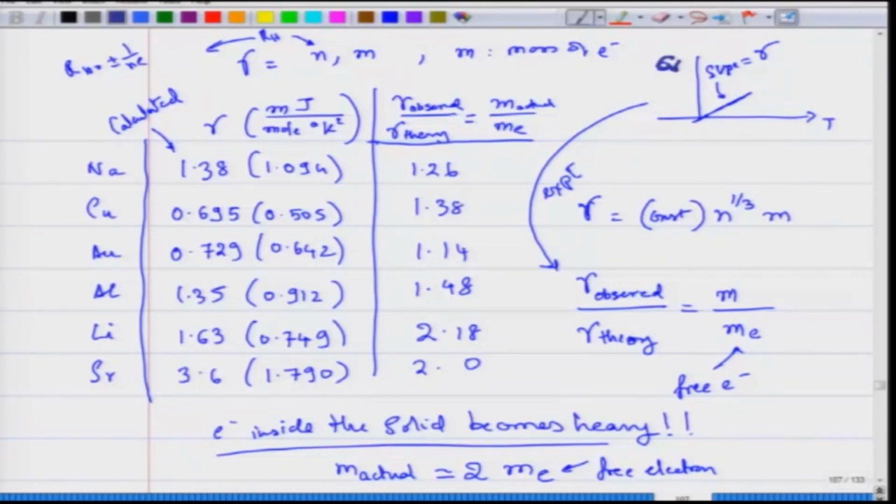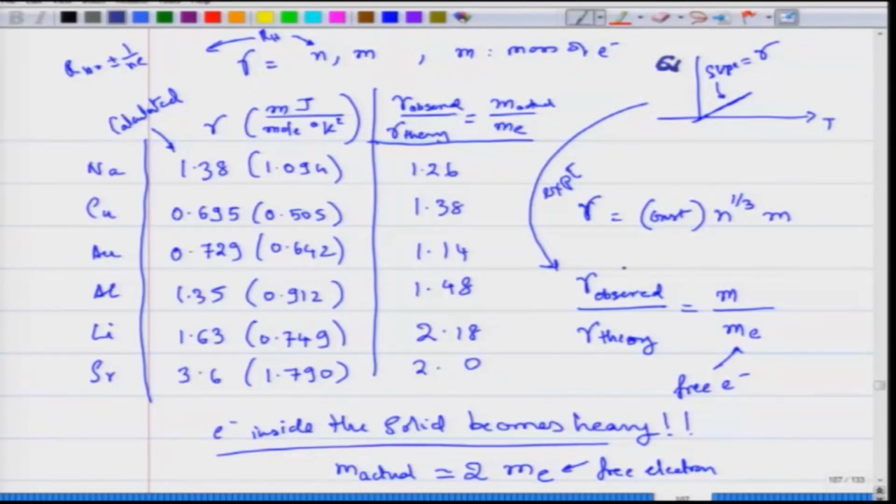You can also use the expression which is already derived for the specific heat, put in the mass of the electron, and theoretically calculate the value of the Sommerfeld constant. You can take a ratio of what is experimentally observed versus theory, namely you put in the density of electrons, the mass and all the other constants, and the ratio of gamma observed to gamma theory is nothing else but the mass of the electron in the solid to the mass of the free electron. And people wanted to know, is the mass of the electron inside the solid really equal to the mass of the free electron?